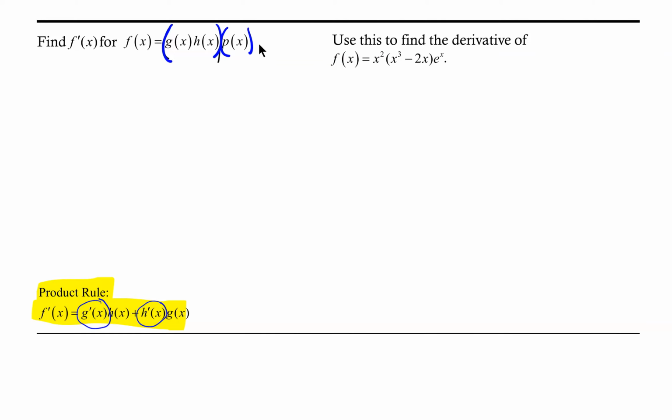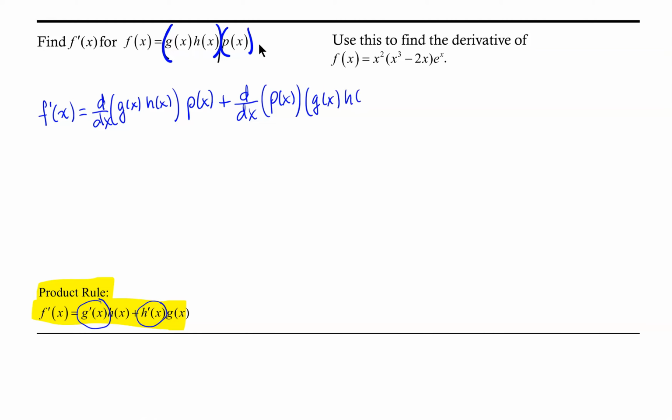So as we do this, f prime of x is going to be the derivative of g of x times h of x, times p of x, plus the derivative of p of x times our g of x times h of x. So in essence, we're considering g of x times h of x as being this first factor in the product rule.